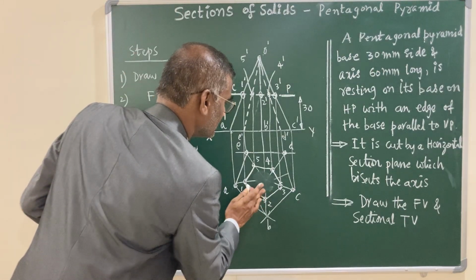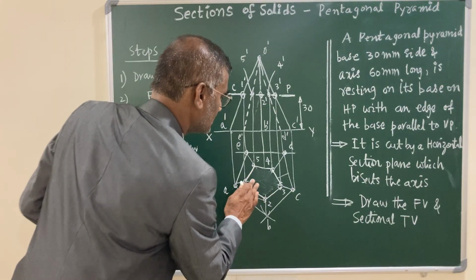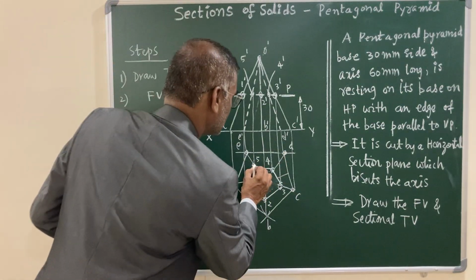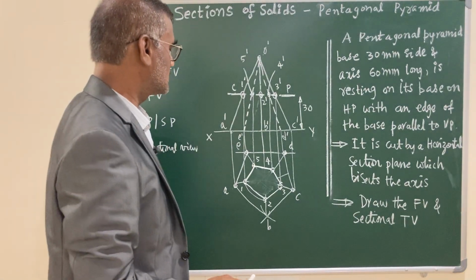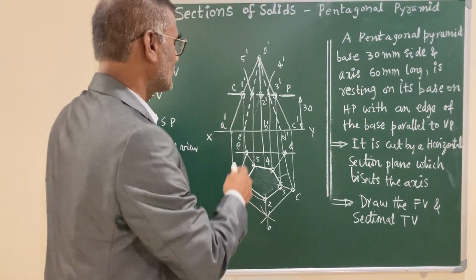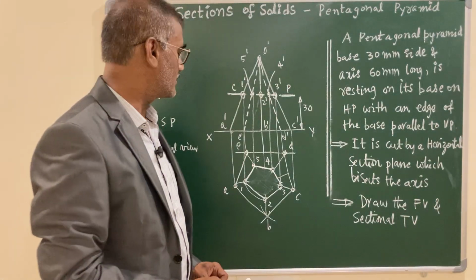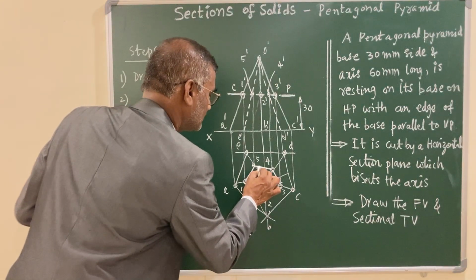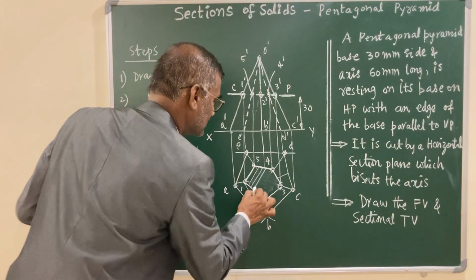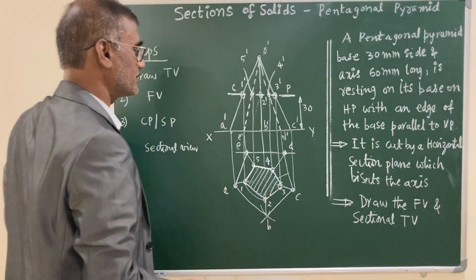And here, this part inside these lines, you have to mark hatching. You know that the standard method of hatching is equi-spaced lines with a gap of 2 mm, and that must be at 45 degrees. So let us draw, indicate this hatching, and this completes your sectional top view.